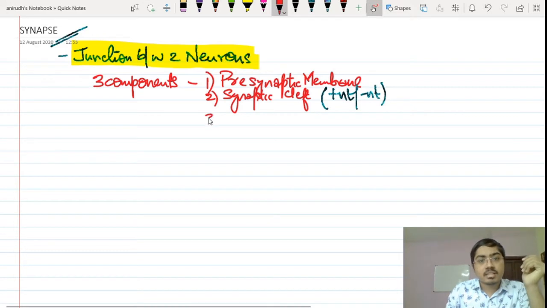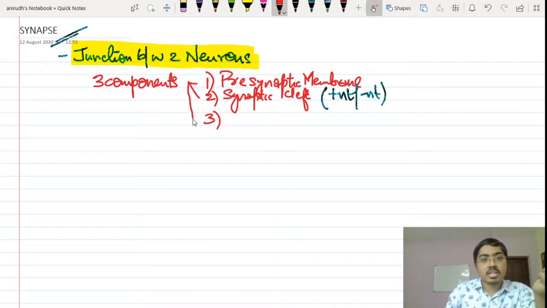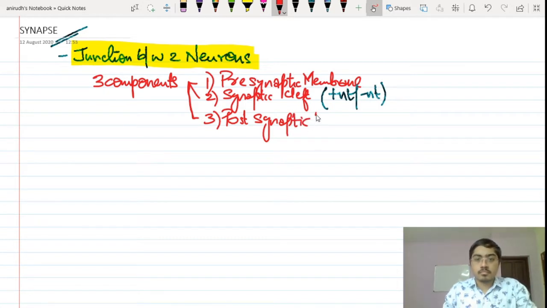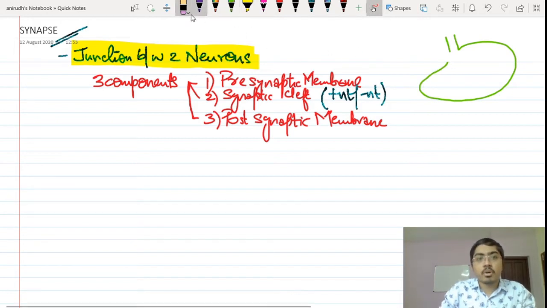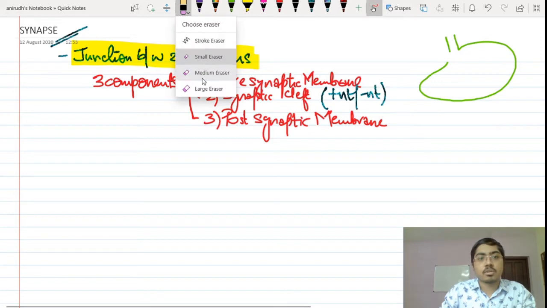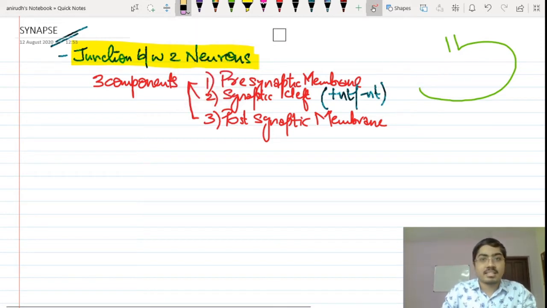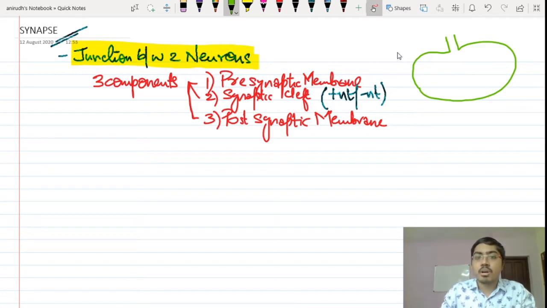So let's go to the third point. That is the third component here. This is the second component, this is the third component, and your third component is, yes, the postsynaptic membrane. So if I try making a simple representation over here, this is the synaptic knob. That means the end point of an axon. The end point of the axon divides into axonites, and each of them terminates in the form of a synaptic knob. So you call this the synaptic knob, and this is the presynaptic membrane.